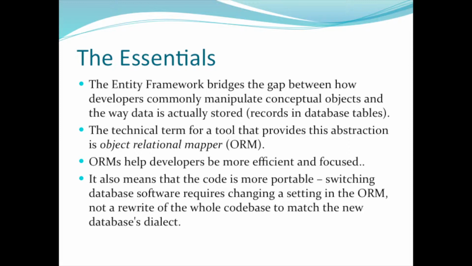The main difference between the object relational mapper and a DAL is that you don't really do the behind the scenes code stuff in an ORM. ORMs help developers to become more efficient and focused. It also reduces the amount of errors down to practically nothing. Essentially, any errors that crop up are coming from your database.